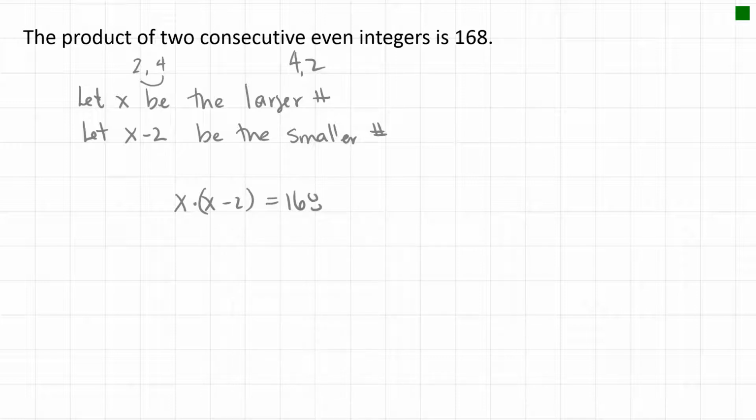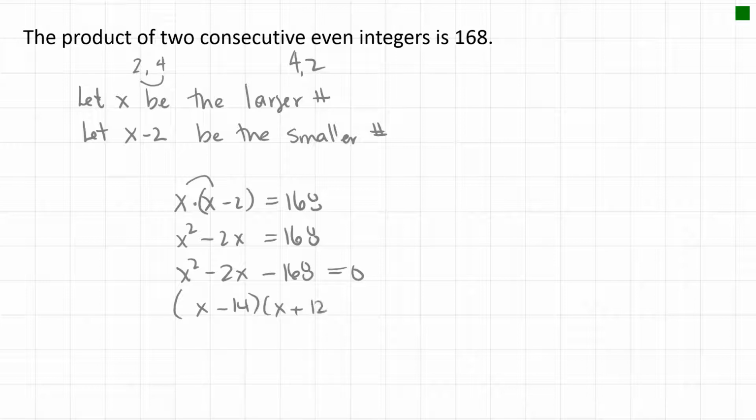How does that work? Am I going to get the same answer? So multiply it out, and I'm going quickly here because we've already done it once. Subtract 168 and factor, and I end up with a very similar answer, but in this case it's x minus 14 and x plus 12, so that means x equals 14, which means my other number is 2 less than that, which is 12.